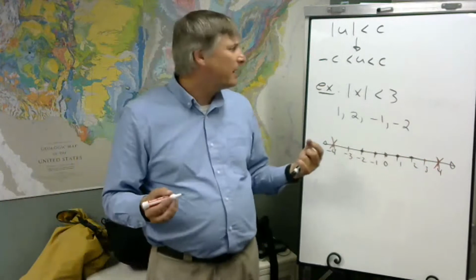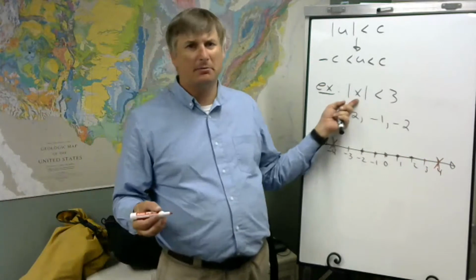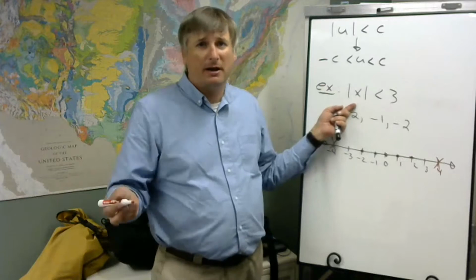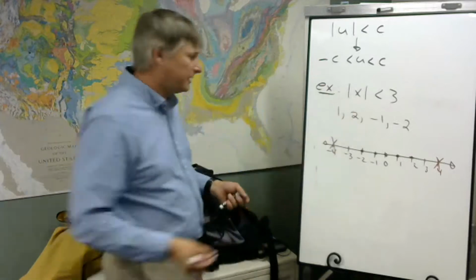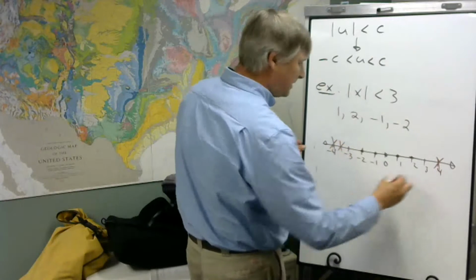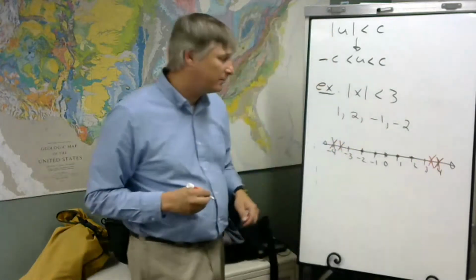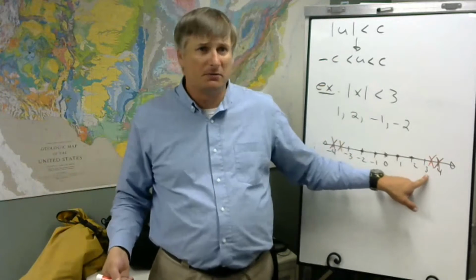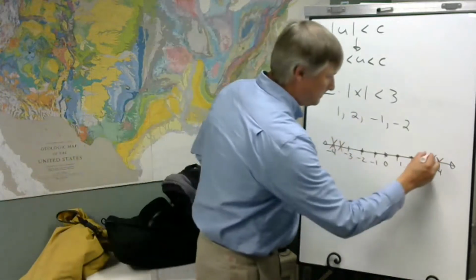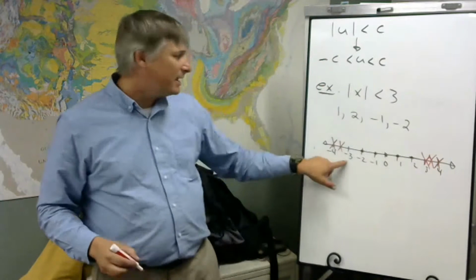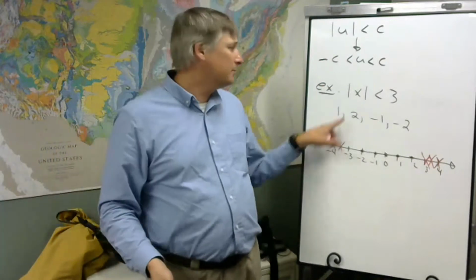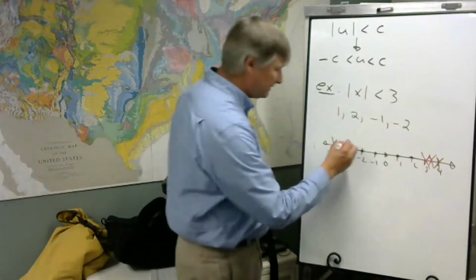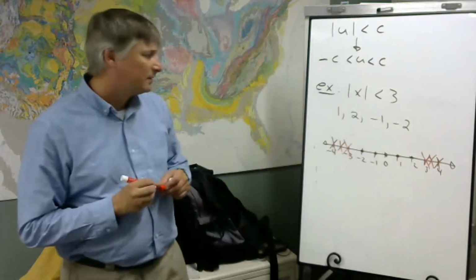Same with like 3.5. 3.5 isn't smaller than 3. -3.5, you take the absolute value, you get 3.5. Again, not smaller than 3. So negative 3.5 won't work. 3.5 won't work. Take 3 itself. Is 3 smaller than itself? Nope. But you could take negative 3, right? Well, absolute value of negative 3 is again 3. 3 isn't smaller than itself. It's not going to work.